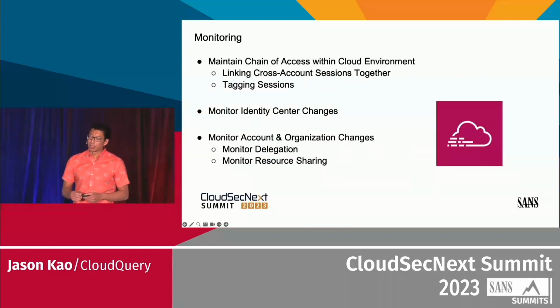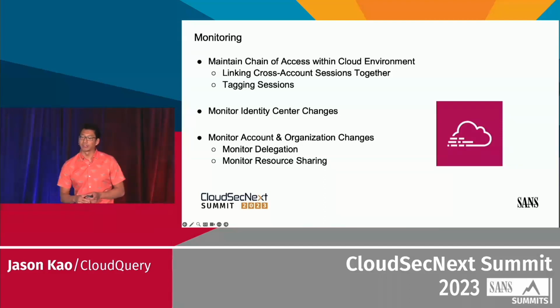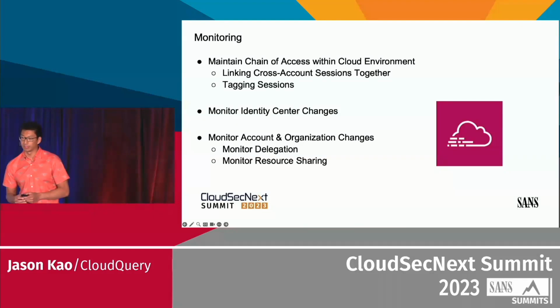So the last piece is monitoring. How do we monitor this? We can monitor a couple of different things. Something I really like is maintaining the chain of access within the cloud environment, so tracing when someone jumps, where they go and where they're going in the accounts. We also want to monitor these new changes, looking at Identity Center changes, and also monitor account and organization changes, in this case delegation and resource sharing too.